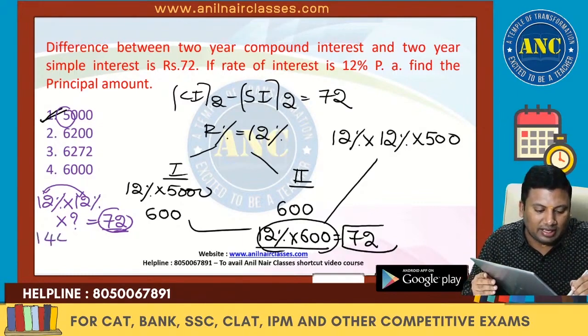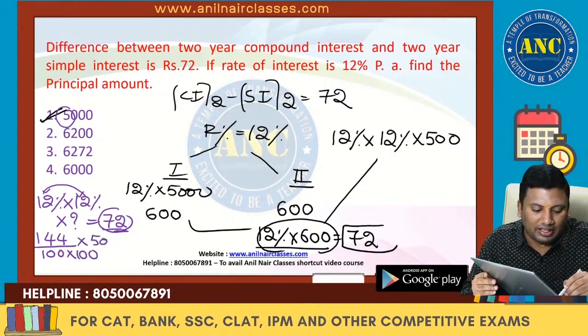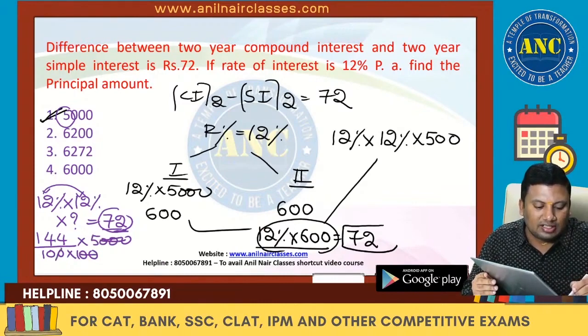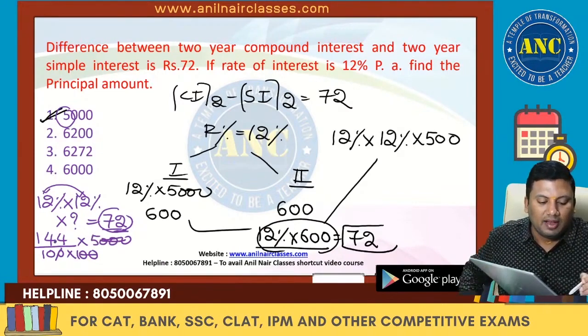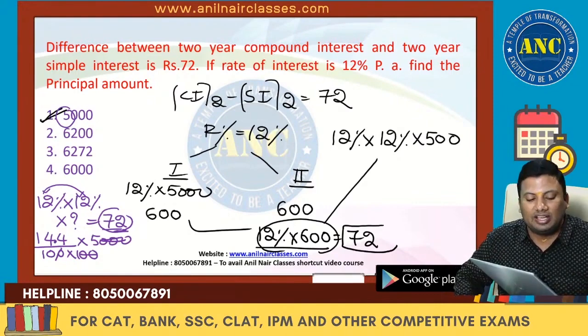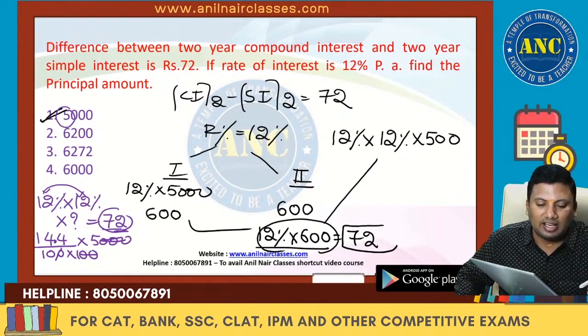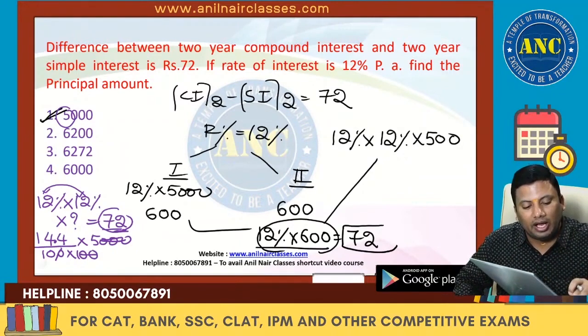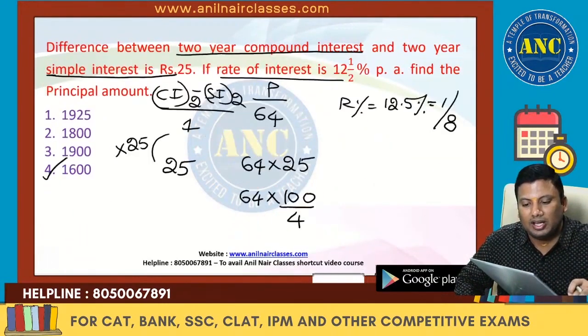These are nothing but 144 divided by 100 into 100 into 100 into 5,000. 3 zeros cancel. So if you observe, it is 14.4 into 5, which is 72. So answer is nothing but 72. I hope all these problems are clear to you.